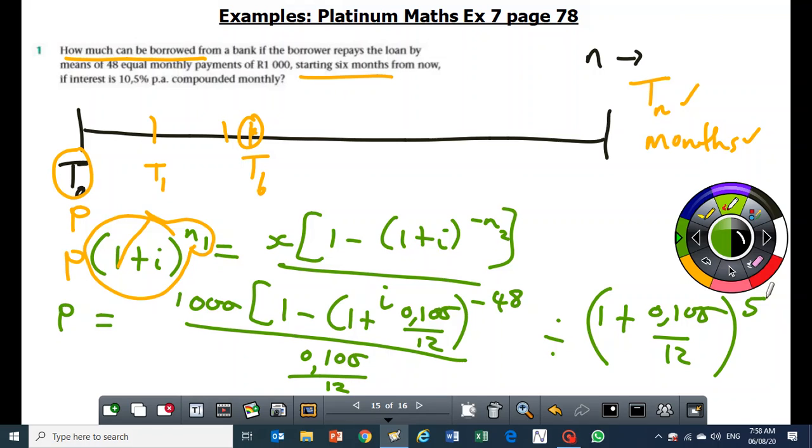So if you simplify that, what do you get? You get P equal to 37,392.54.